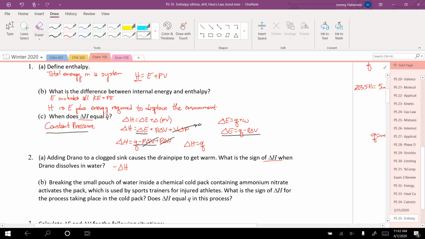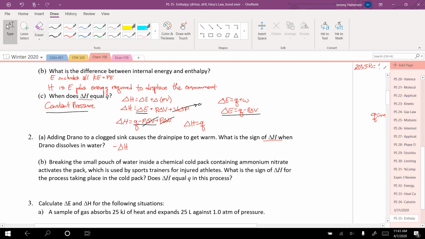It's exothermic. Breaking a small pouch of water inside a chemical cold pack containing ammonium nitrate activates the pack, which is used by sports trainers for injured athletes. What is the sign of delta H for the process taking place in the cold pack? So you break a small pouch, and the whole thing gets cold. That means that whatever process is going on when you break that pouch is sucking heat in, so everything gets cold. So what is the sign for delta H in this process? Well, if it's sucking in heat, it would be positive.